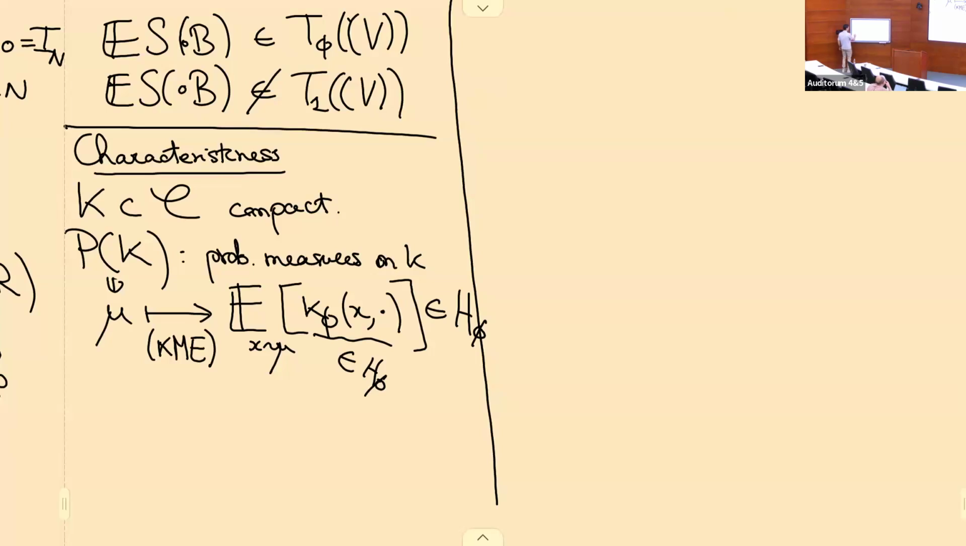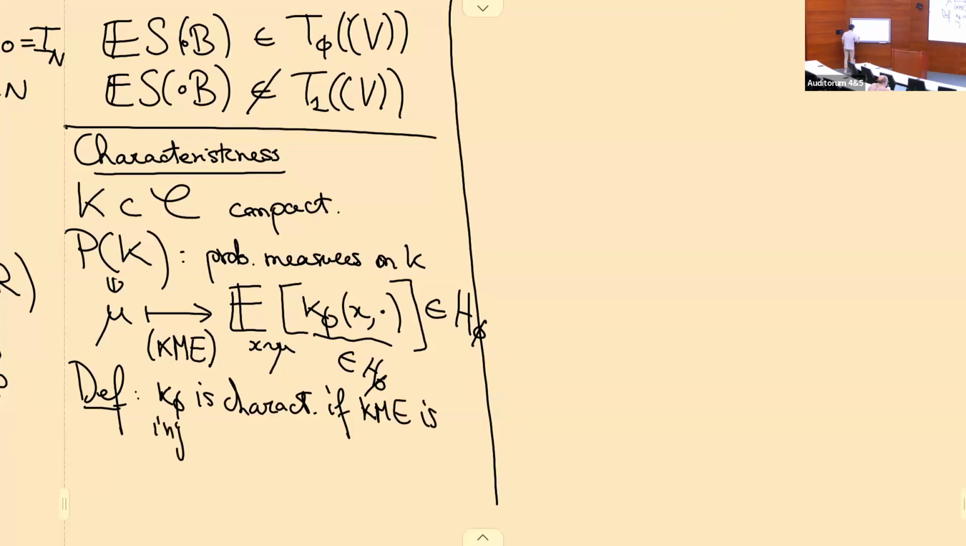Right, and so then the definition of a characteristic kernel: K phi is characteristic if this map, K ME, is injective. So essentially it's one-to-one: probability measures are in one-to-one correspondence with elements of the RKHS. They can be represented faithfully as elements in the RKHS using this map.